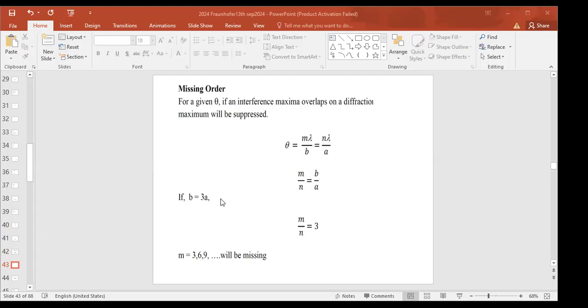So if b is equal to 3a, it's a general case. In your problems, you can get b is equal to 4a, double the size, any number can be given. Then m over n is equal to 3, so that means m is equal to 3. Therefore, when m is equal to 3, 6, 9, all these orders are missing.